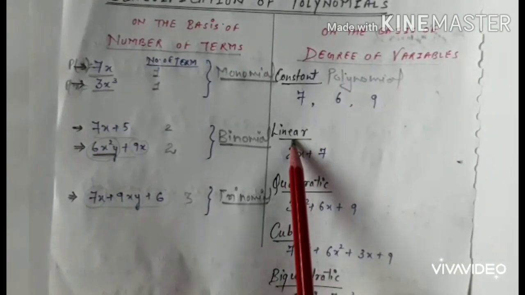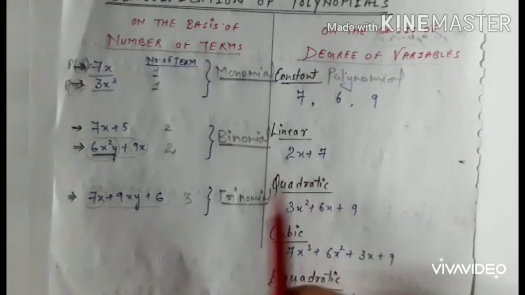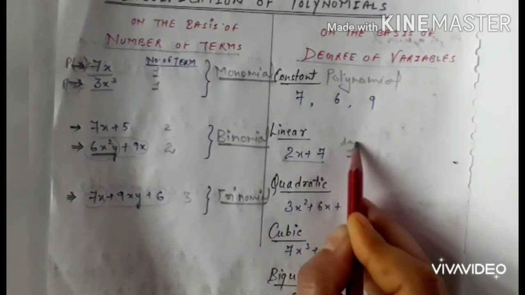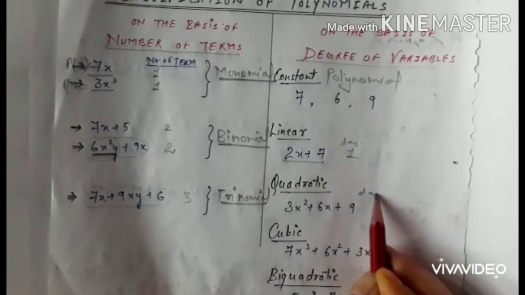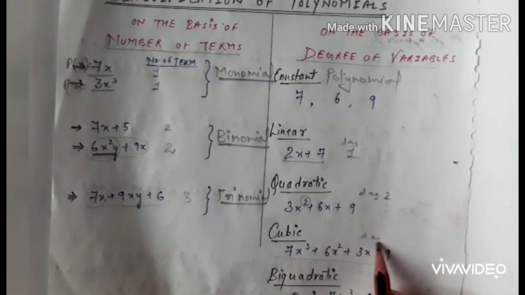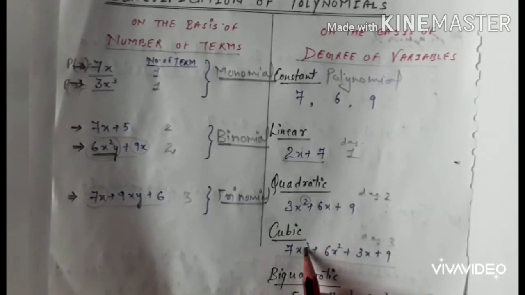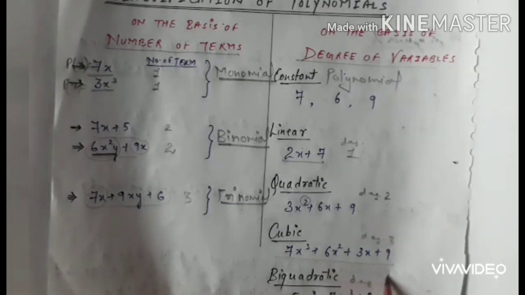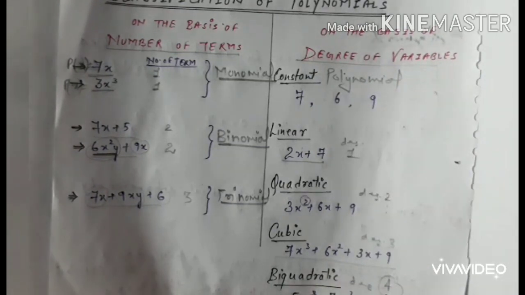When the degree of the polynomial is 1, here the degree is 1. Here the degree is 2, because the highest power is 2. Here the degree is 3, because the highest power is 3. And in the biquadratic, the degree will be 4, because the highest power is 4.